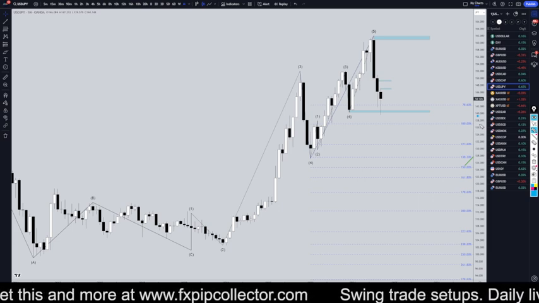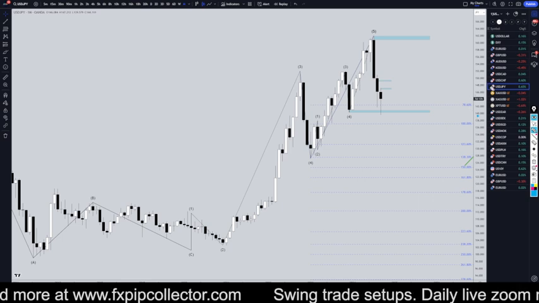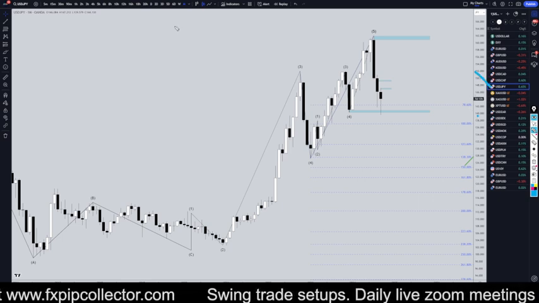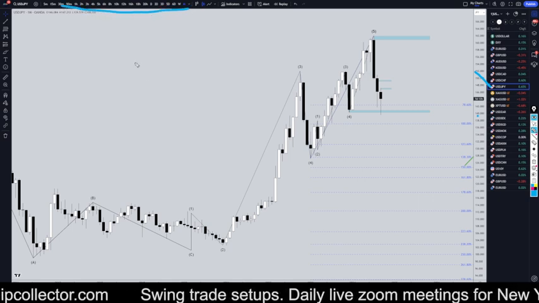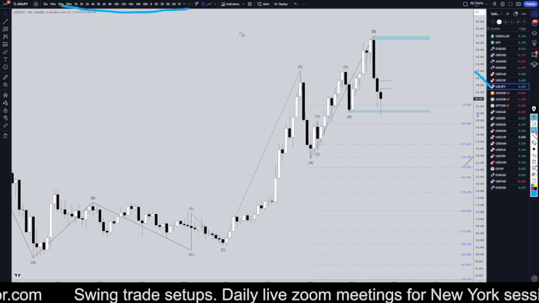Today is Wednesday, September 25th, and I'm going to be analyzing the US dollar yen, starting on the monthly, working my way all the way down to the 1 hour time frame for the full top-down analysis.